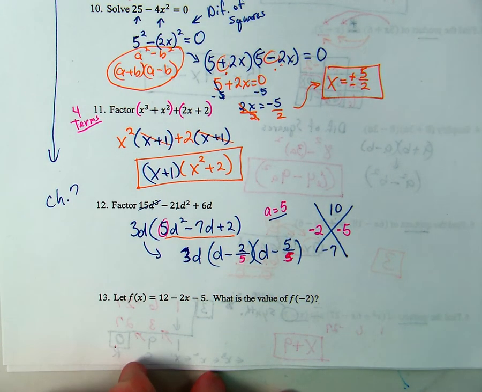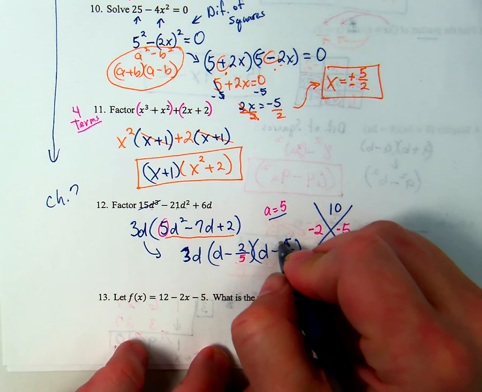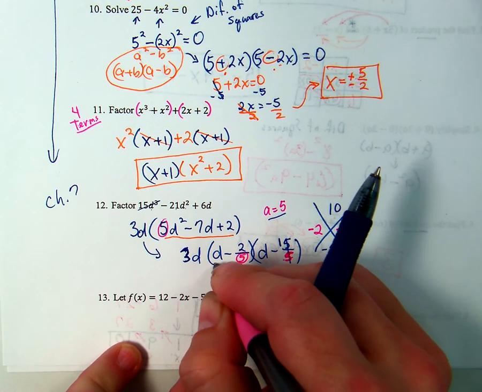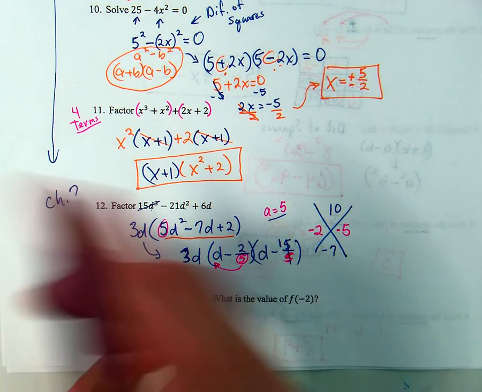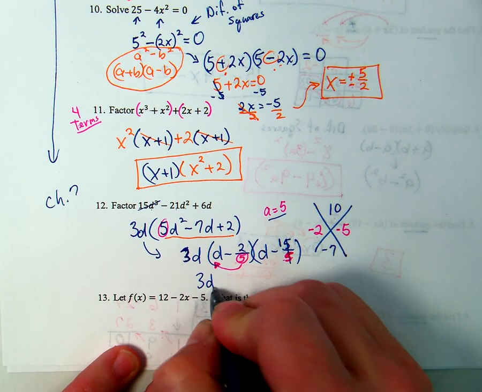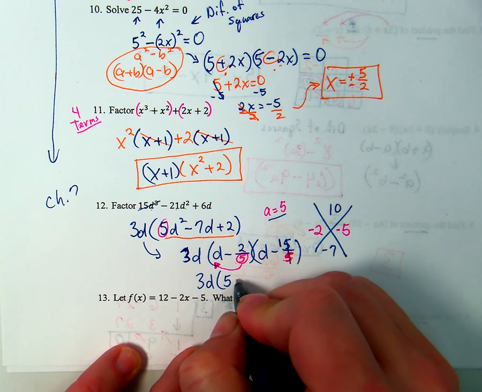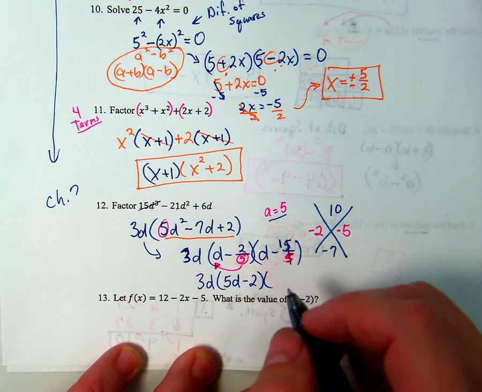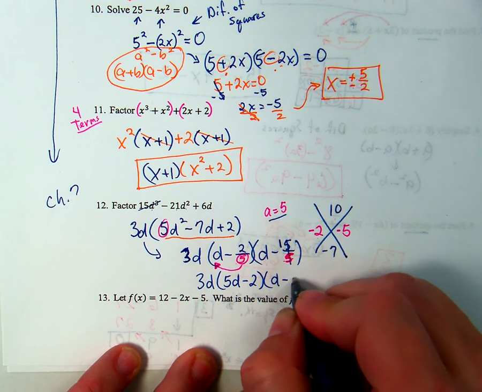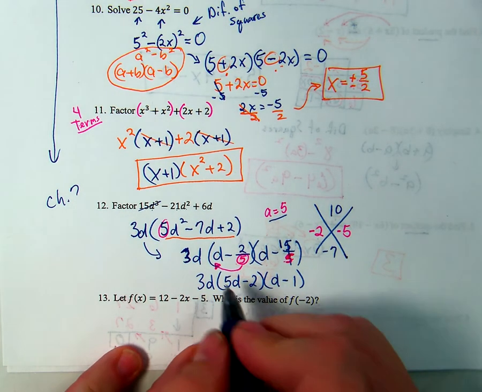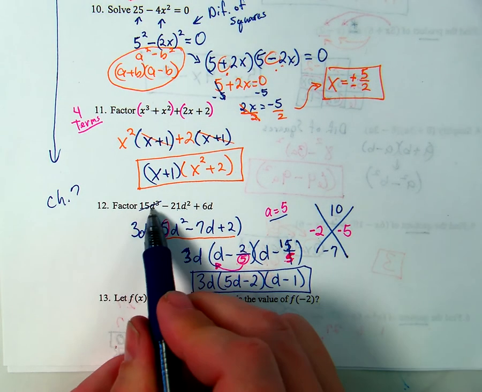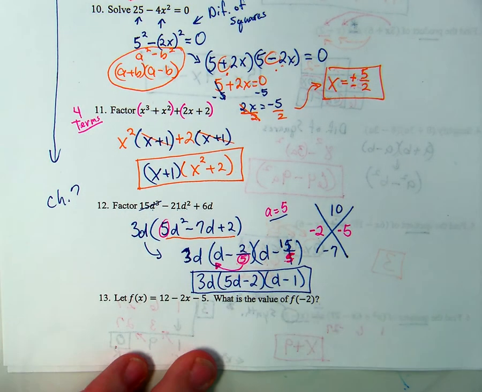Okay? Now this works out pretty easily on the last one because 5 over 5 is just 1. But we are going to have to use our little trick to get rid of the denominator, pulling the 5 out in front of the D. And so our final answer will be 3D times 5D minus 2 times D minus 1. Okay, that should be the factored form of 15D cubed minus 21D squared plus 6D. That should be our final answer there.